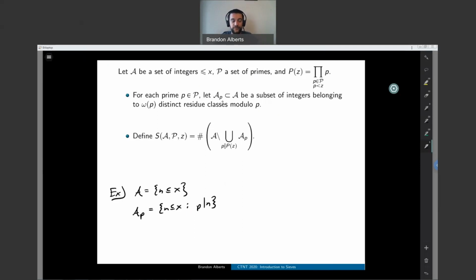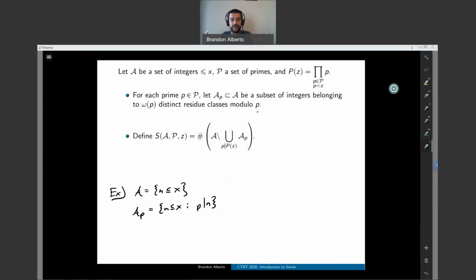The generalization, we're going to say, rather than being a set of integers divisible by p, we'll say this is a subset of integers that belong to some number of distinct residue classes mod p. So maybe being divisible by p is not the bad behavior that we're looking to remove. Maybe we're trying to remove the integers that are congruent to 1 mod p, or the integers that are congruent to a square mod p. Some condition like that. That's going to be our generalization.